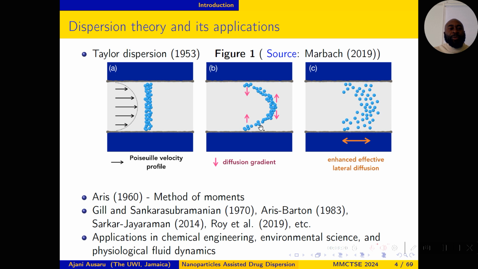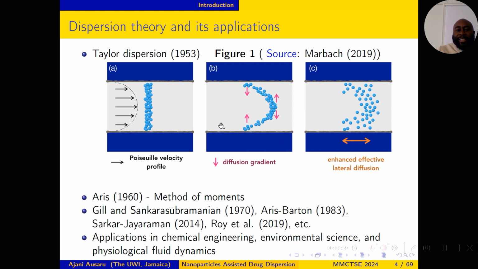It was Taylor in 1953, Sir Taylor from Great Britain. He's a fluid dynamicist, the one who is called the forefather, the godfather of dispersion theory, which basically says that dispersion is the transport of a passive species in a flowing fluid under the double action of molecular diffusion and non-uniform velocity distribution. And Taylor did some phenomenal work in this regard.